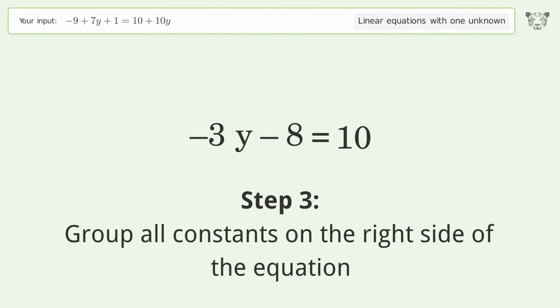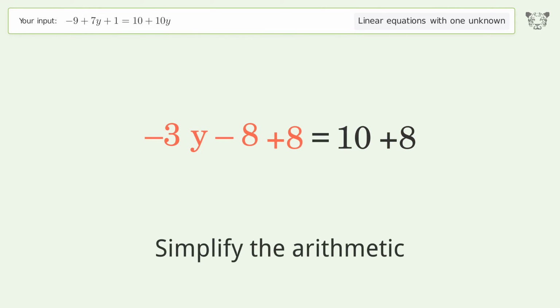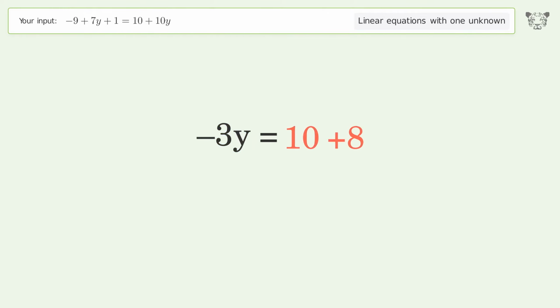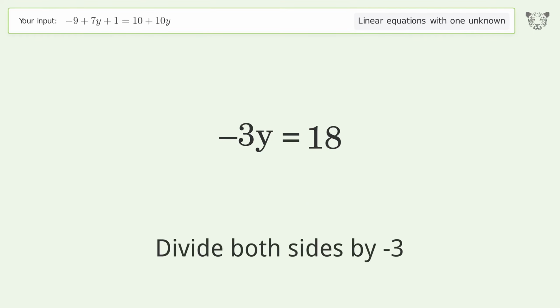Group all constants on the right side of the equation. Add 8 to both sides. Simplify the arithmetic. Isolate the y. Divide both sides by -3.